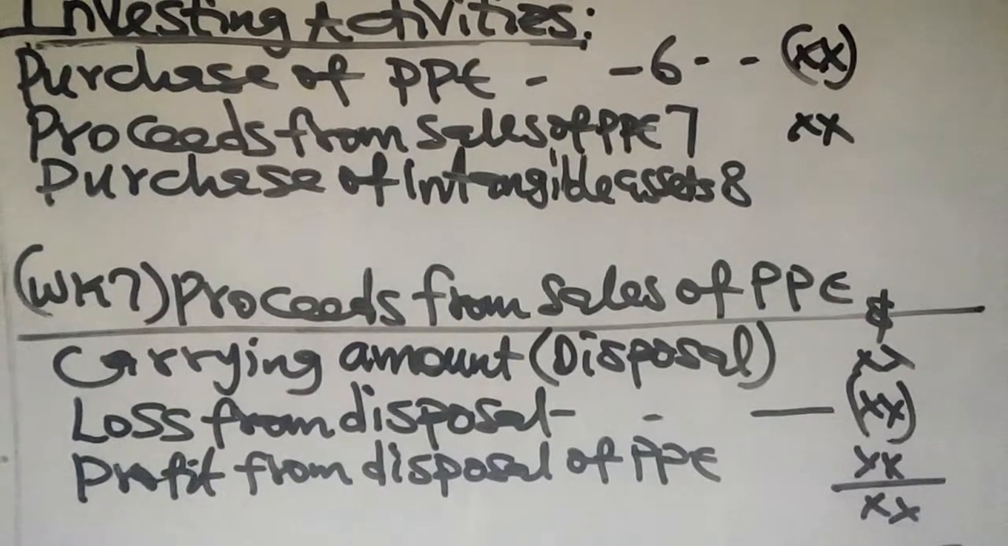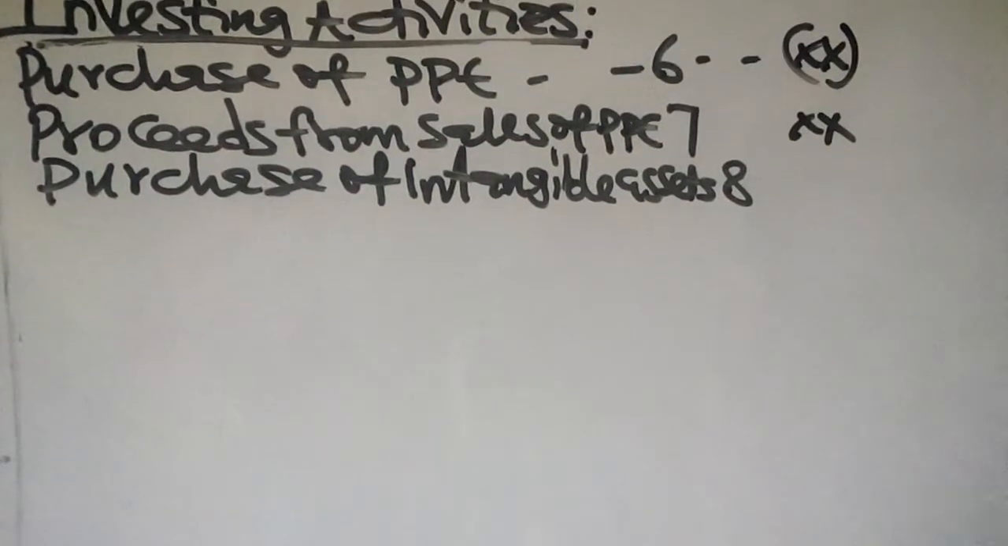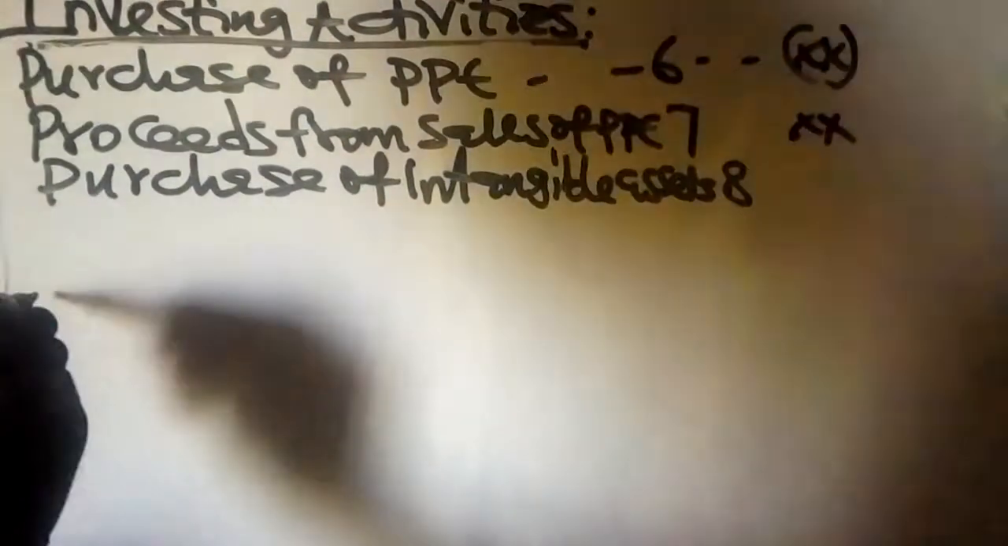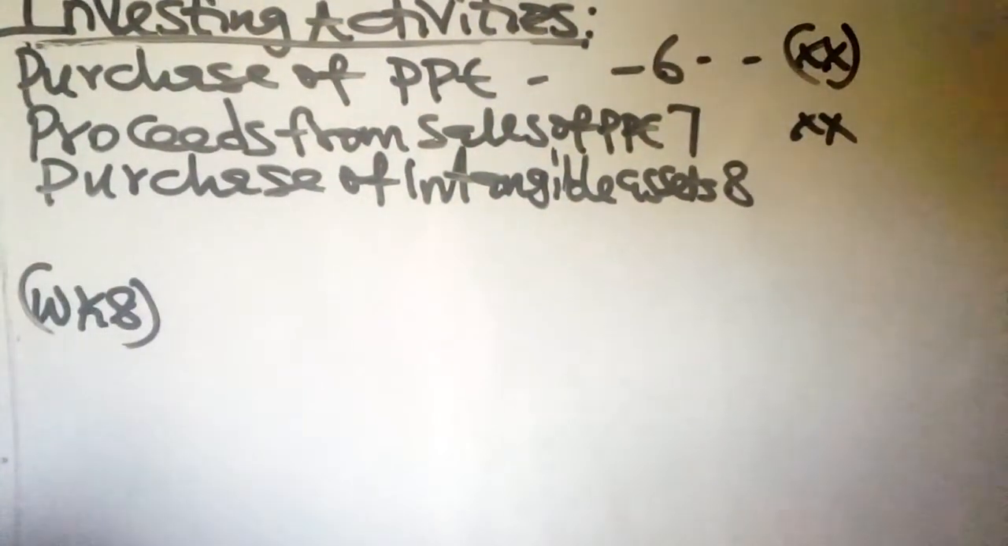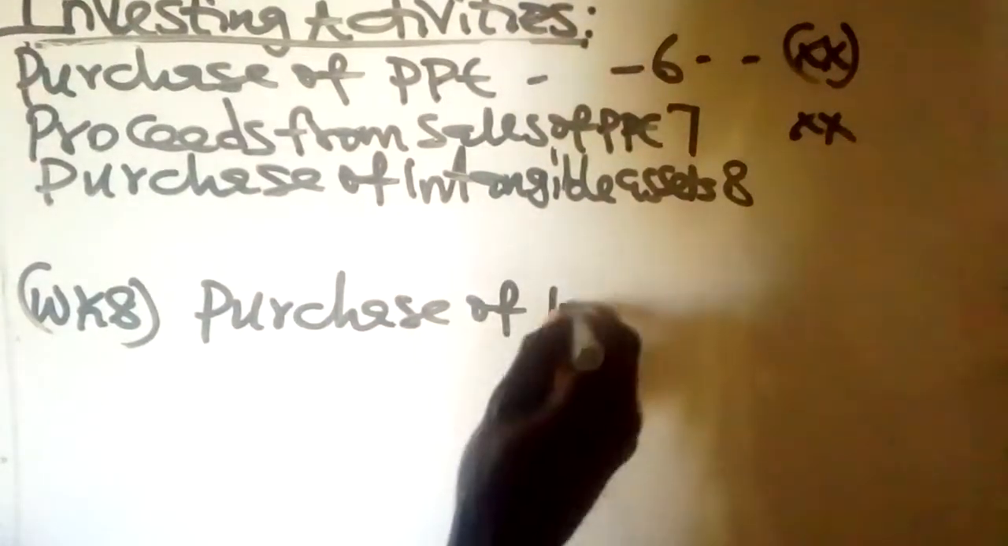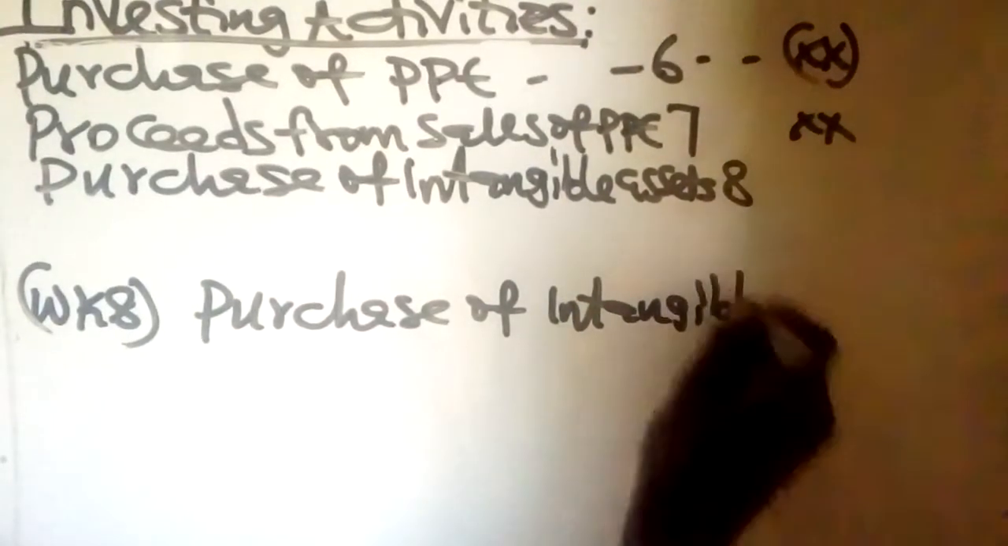Remember, an intangible asset is an identifiable non-monetary asset without physical substance. That is IAS 38. So, let me have note 8. Then, we want to calculate the amount paid on purchase of intangible assets.